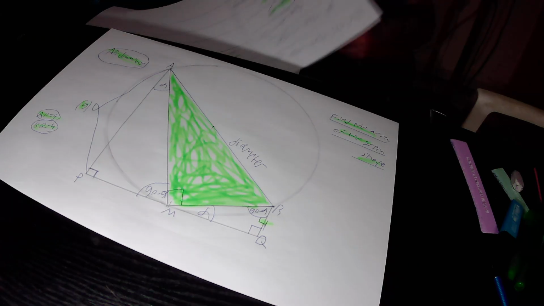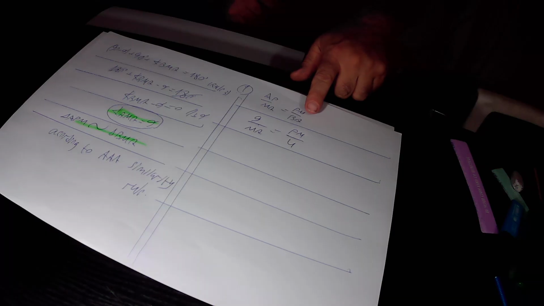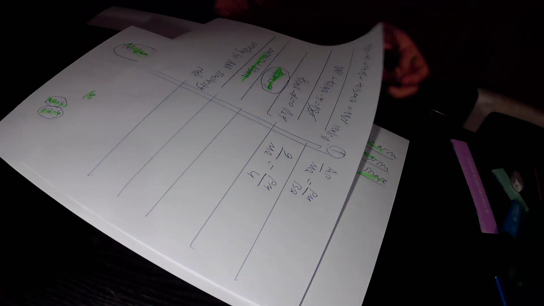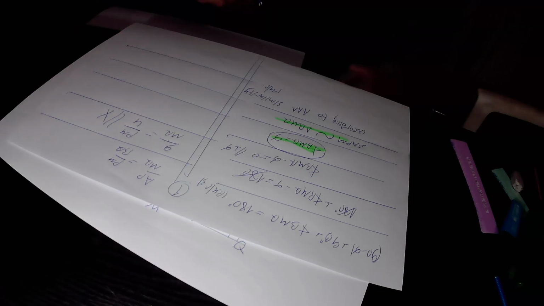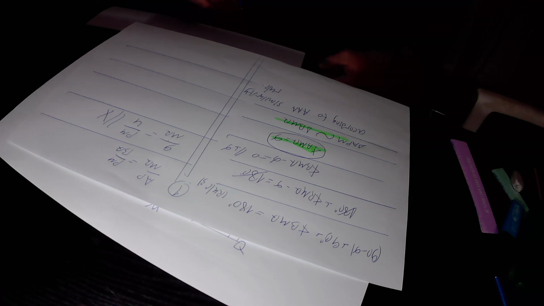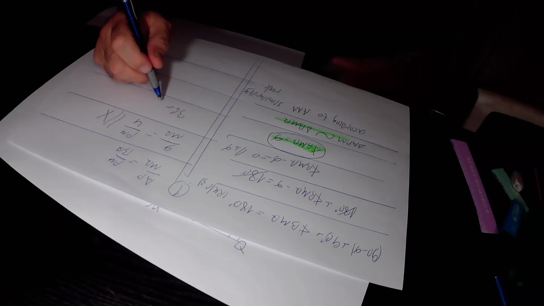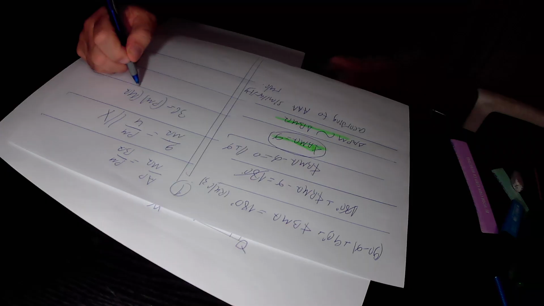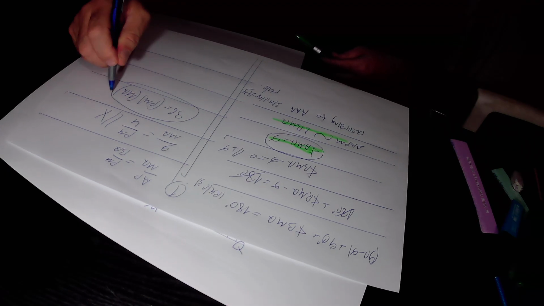So in total, we found out that 9 over MQ equals PM over 4. Here we'll cross multiply this equation. And finally, we get that 9 times 4, that is 36, is equal to PM times MQ. And again, we found out that PM times MQ equals 36.